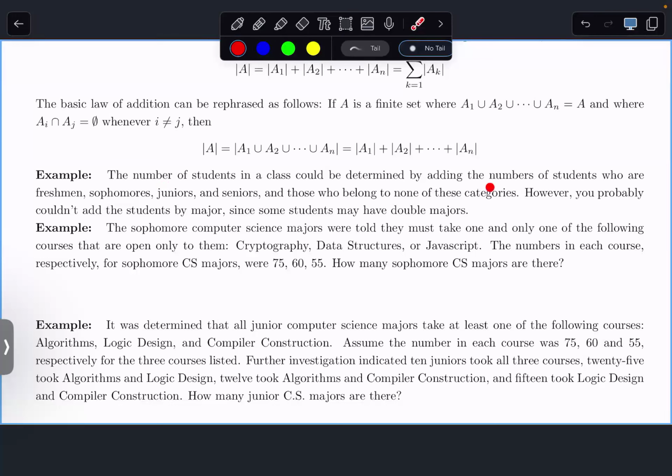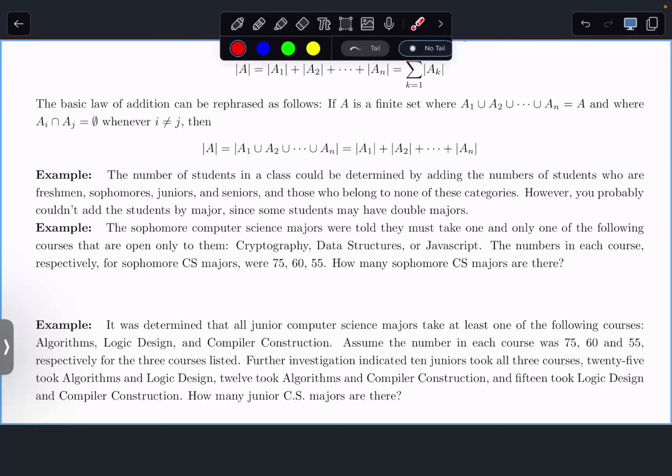So we could add the number of students who are freshmen, sophomores, juniors, and seniors, which doesn't really mean anything to me, but I know there's no overlap. And I guess there are people who are in none of those, but there's no victory lap in high school. Are these for university too? Maybe, I don't know. Doesn't matter.